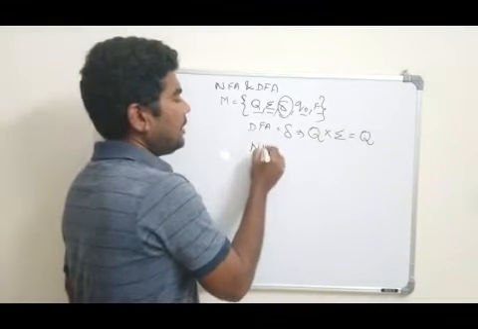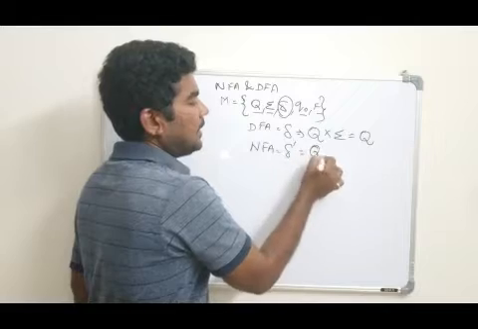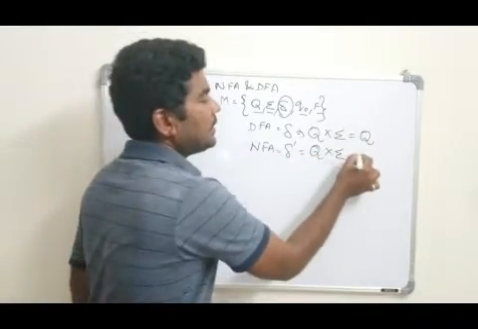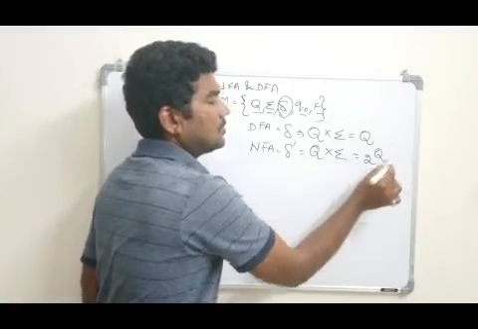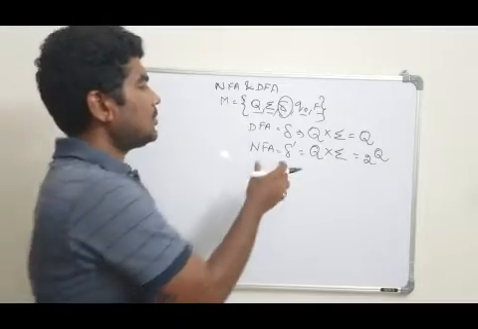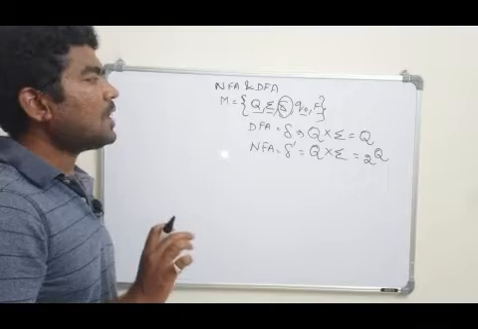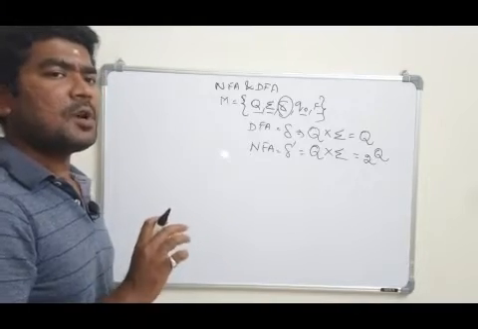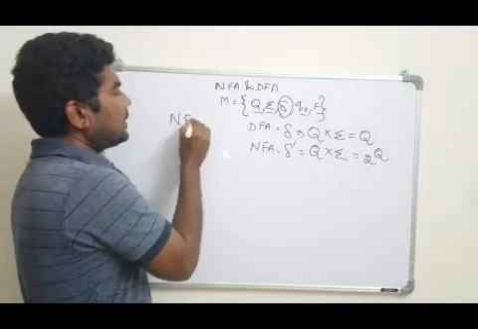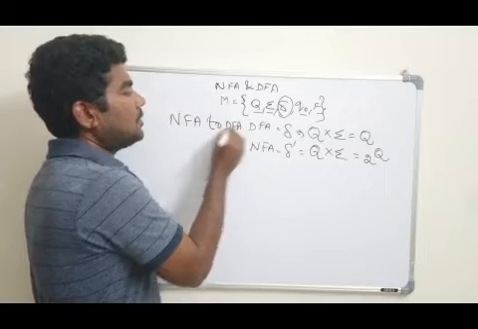Whereas in an NFA, what is the difference we have seen? The delta transition takes any state multiplied with an input, and it gives 2 to the power of Q. That is, for a single input it can move to different states. So that is said to be an NFA. That is the common difference we have seen. Now we are going to see the conversion of NFA to DFA. So you are going to convert a given NFA to a DFA. So how are we going to convert this?